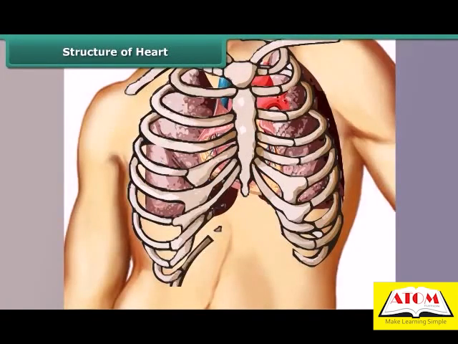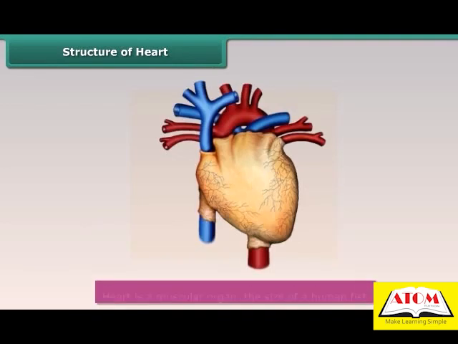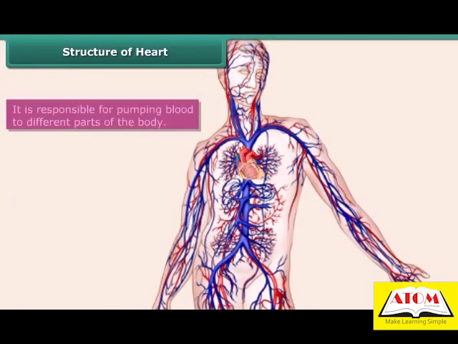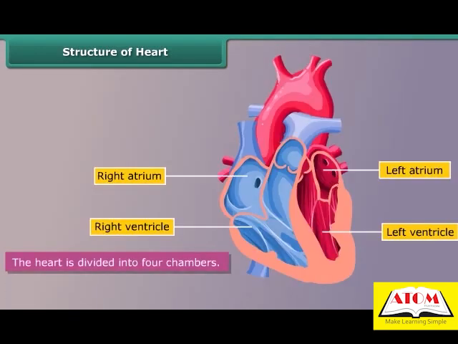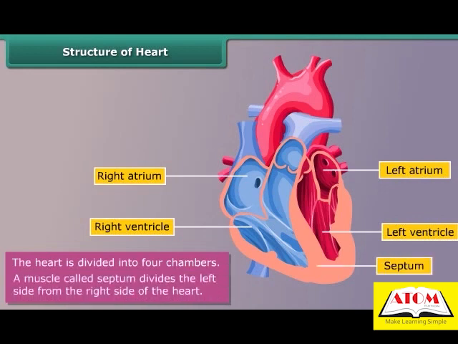The heart is a muscular organ located slightly to the left of the middle in the chest cavity. It is the size of a human fist. It is responsible for pumping blood to different parts of the body. It is enclosed in a protective sac called pericardium. The heart is divided into 4 chambers. The 2 chambers at the top are known as the left atrium and the right atrium. The 2 chambers at the bottom are known as the left ventricle and the right ventricle. The muscle called septum divides the left side from the right side of the heart.